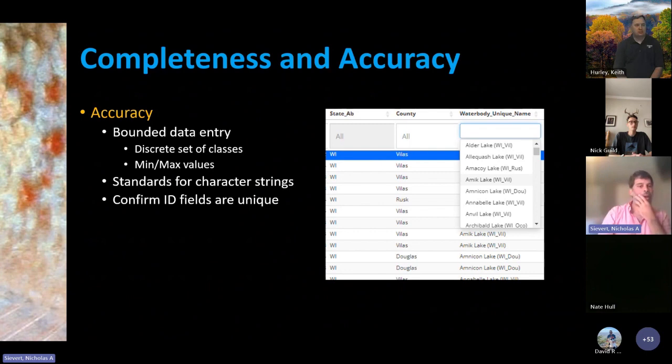You can also have minimum and maximum values in place, so you don't have information that's way out of range. Or if someone tries to put something in that's an error or out of range, it'll flag it so you can figure out what's going on and deal with it. You can have different standards you set in place, and it's also important to confirm that any of these ID fields, key fields, whatever you want to call them, are unique, because if they're not unique, they cause a lot of problems. So that's some of the things we'd recommend checking for accuracy.